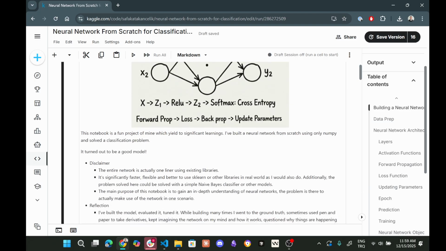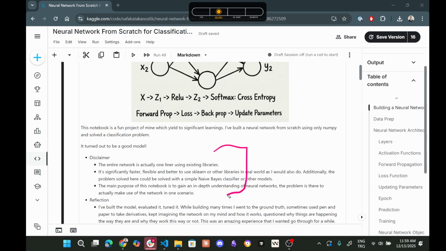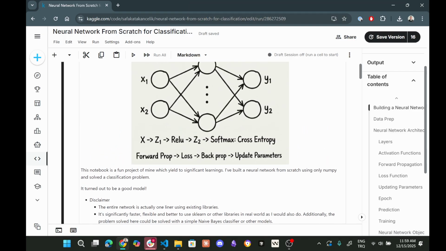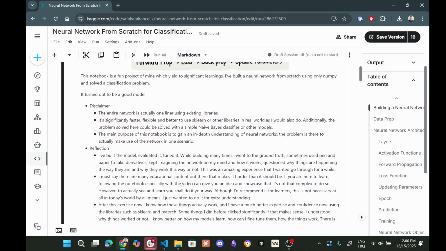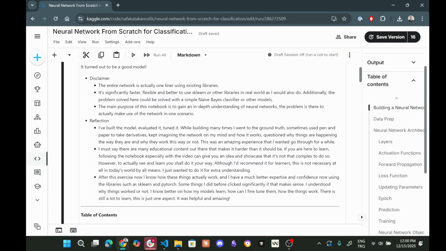But first, I want to start with this disclaimer, because maybe there are some learners out there. We don't want to mislead anyone. This is not a standard way to build a neural network, and using the libraries it's a one-liner and probably faster and maybe even simpler. Not maybe, it is simpler. But I did it like this to gain a deeper understanding, and I did gain a deeper understanding.